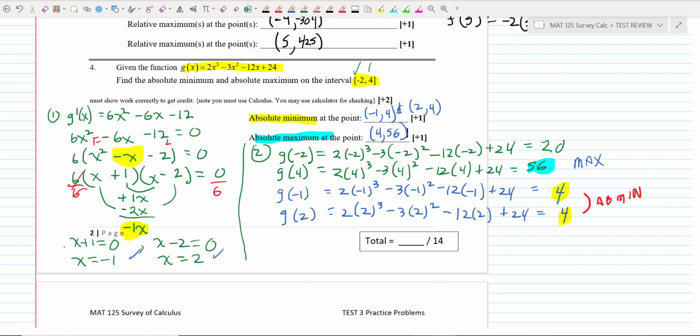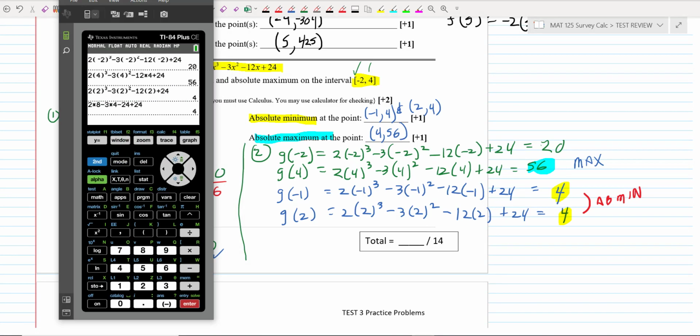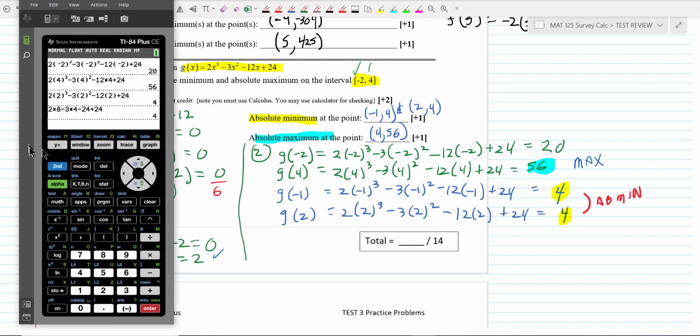Now what I would recommend you do, I mean, you're allowed to use a calculator and use technology on your test. By all means, this doesn't take more than a minute. You just need to graph this function, 2x to the third minus 3x to the second, and then minus 12x, and finally plus 24. You could do a standard window to start with and just see if you see this.